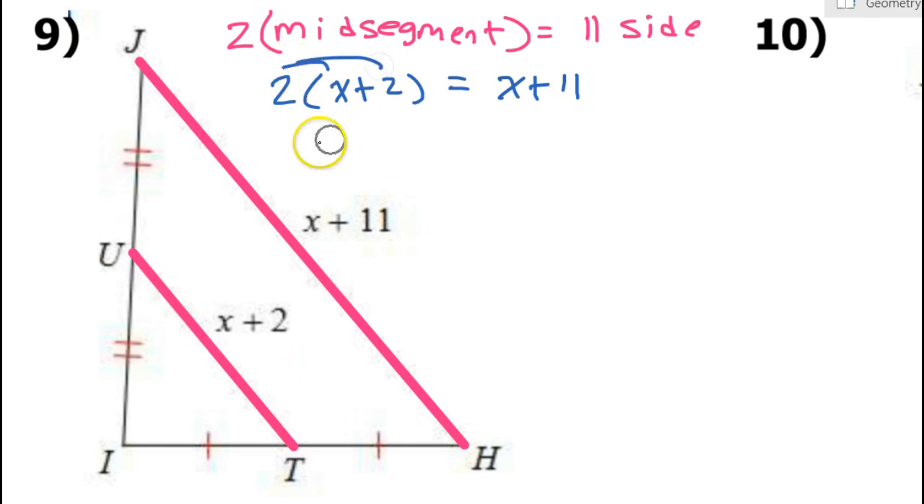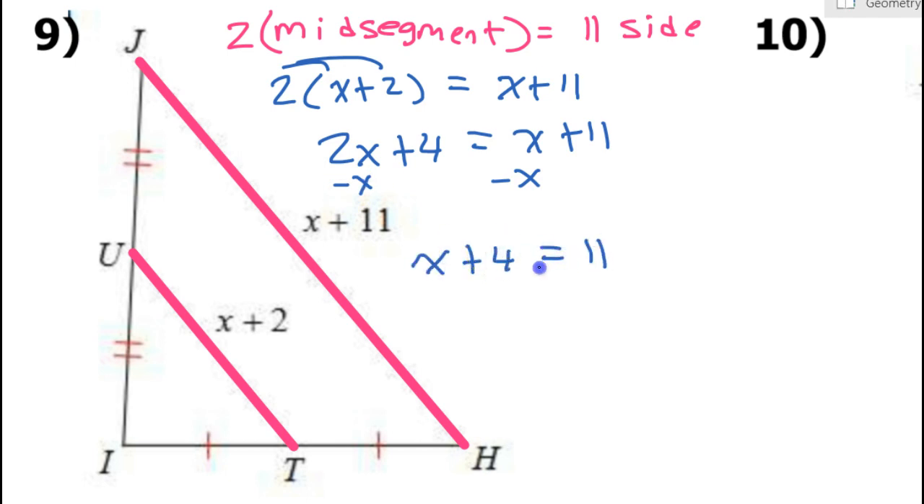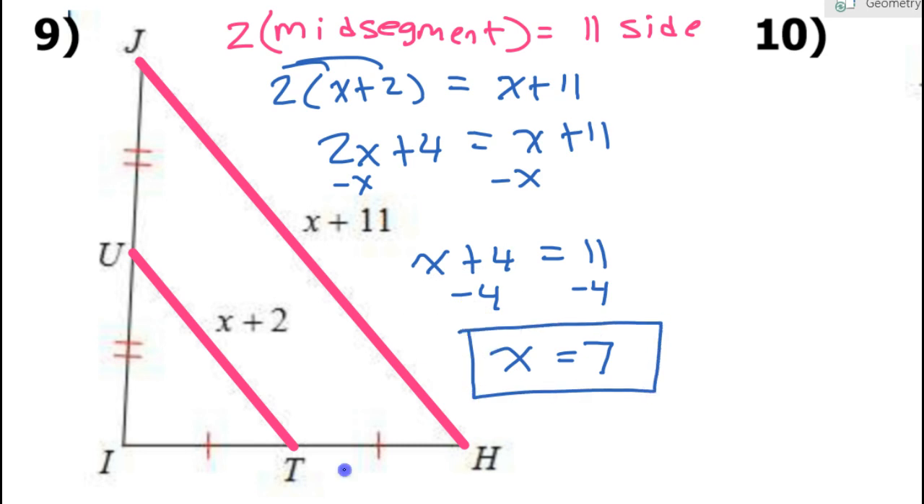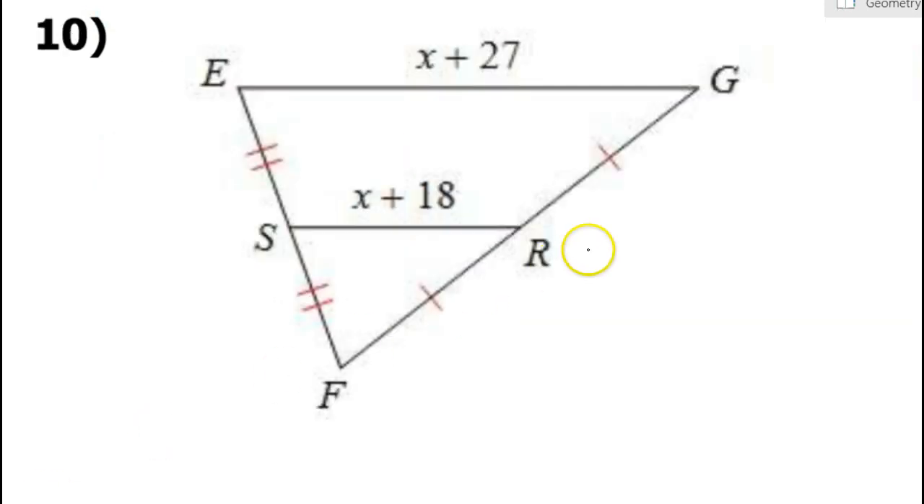Anyway, distributive property gives me 2x plus 4 is equal to x plus 11. I would subtract x from both sides right then. That will leave me with x plus 4 is equal to 11. And then just subtract the 4. So that gives you x equals 7. Number 10 is going to be the same situation. Once again, we have a midsegment happening, so I can use the properties of a midsegment. The midsegment is half the size of the parallel side. If I double the midsegment, it should equal the parallel side.